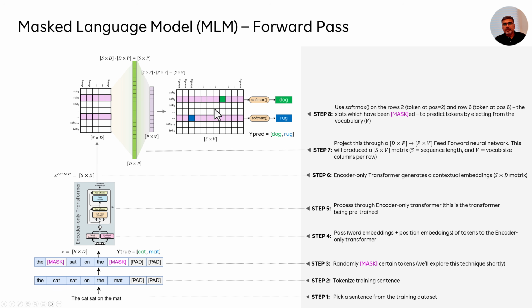Now, from S cross P, you need to get an S cross V, because eventually your goal is to go from S cross D to S cross V, right? But you have an S cross P here. So how do you go from S cross P to S cross V? You'll need to have a P cross V as the second layer, because S cross P times P cross V will give you an S cross V, correct? So this is a very simple thing. All you're doing here is putting in this feed forward neural network layer. So once you have this, I have taken my S cross D matrix and projected it into S cross V, and then I can use softmax and get the words out.